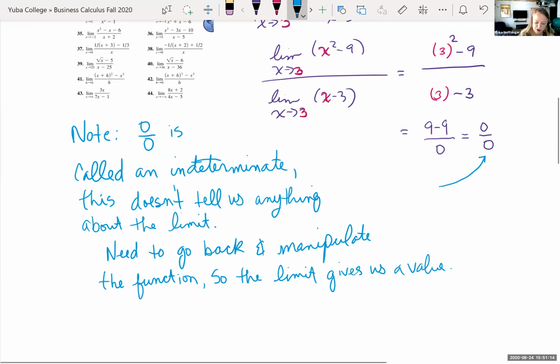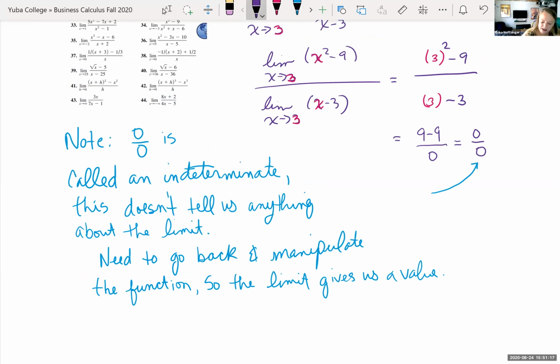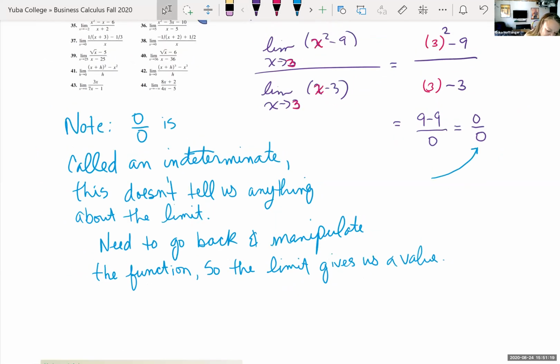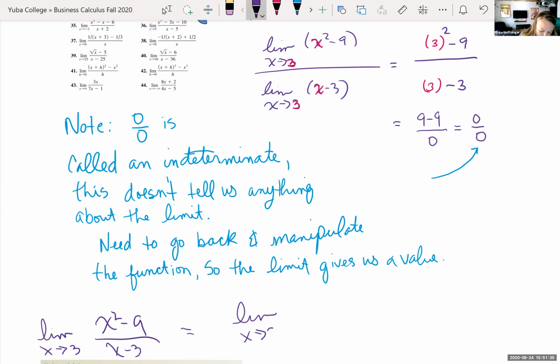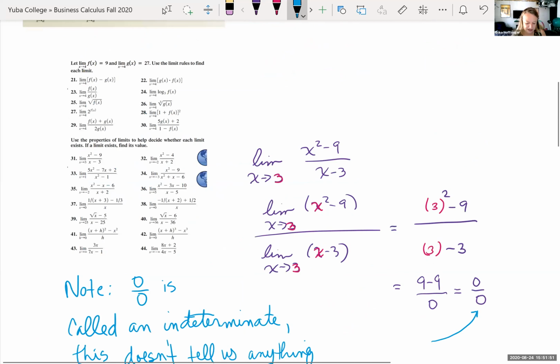If you notice that numerator, x squared minus 9, that is a difference of 2 squares. And so x squared minus 9 factors as x minus 3 times x plus 3, all over our denominator of x minus 3. So factors of x minus 3 cancel both in the numerator and denominator.